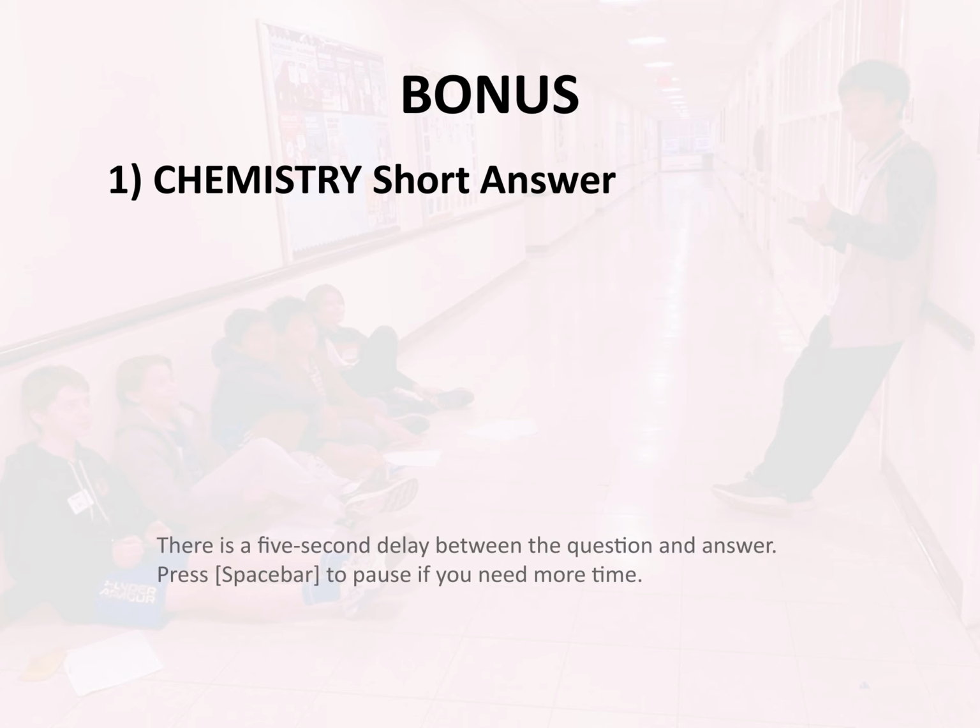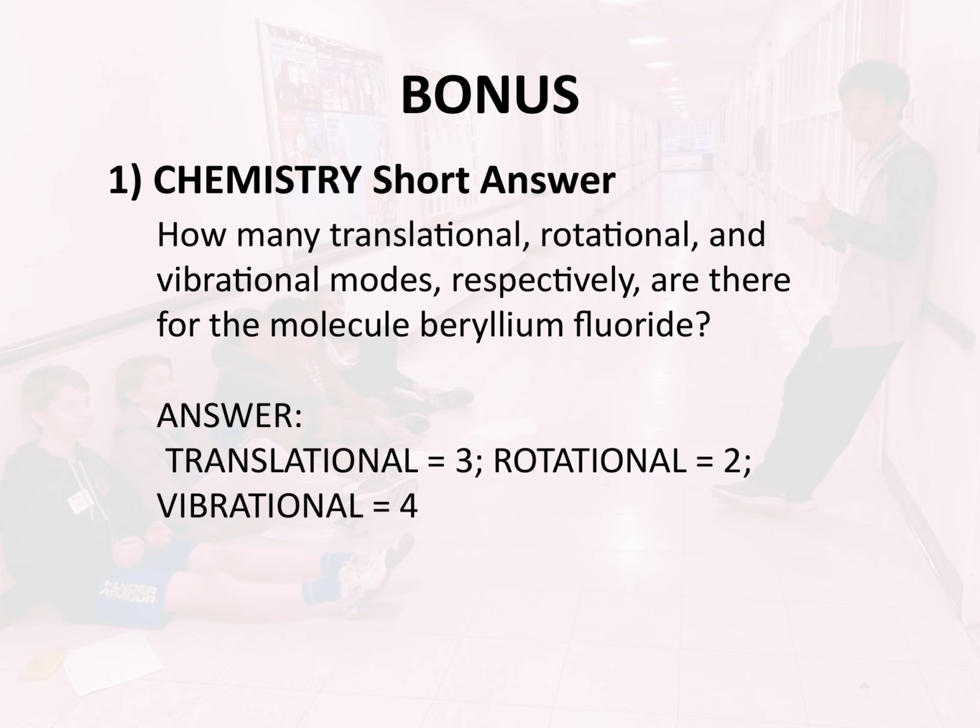Bonus 1. Chemistry. Short answer. How many translational, rotational, and vibrational modes, respectively, are there for the molecule beryllium fluoride? Answer. Translational equals 3, rotational equals 2, vibrational equals 4.